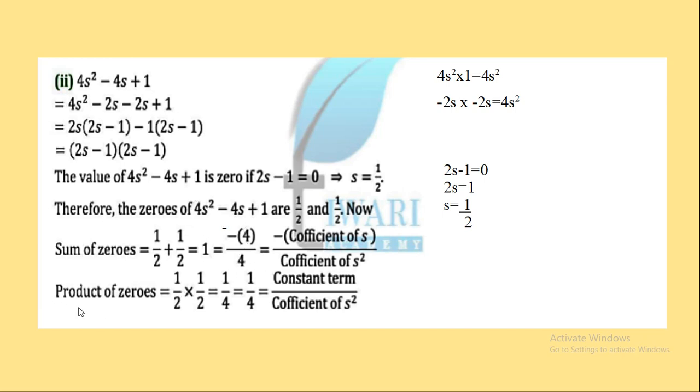Okay. And next is product of the zeros. This product of the zeros is equal to 1 by 2 into 1 by 2, and we will get 1 by 4. Here the 1 is the constant term and 4 is the coefficient of s square. Thus we verified that the product of the zeros is equal to constant term by coefficient of s square. Thus we verified the relationship between the zeros and the coefficients of this polynomial.